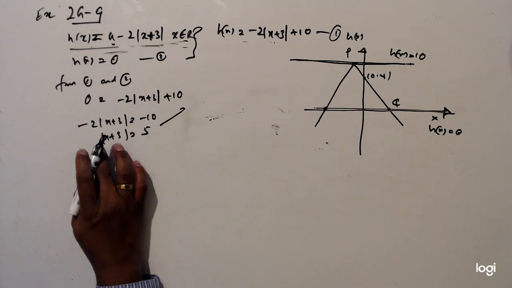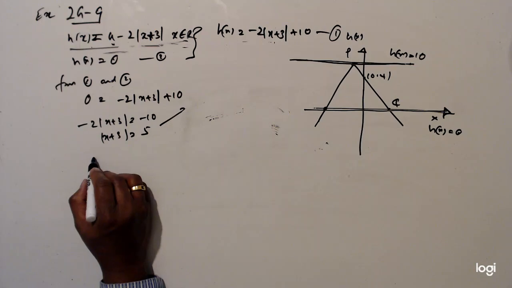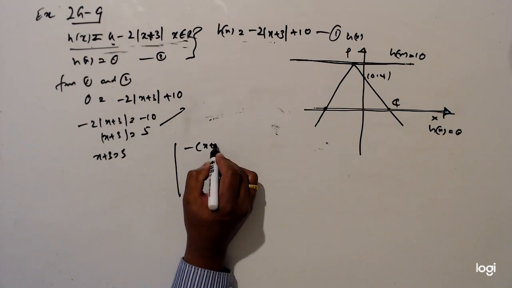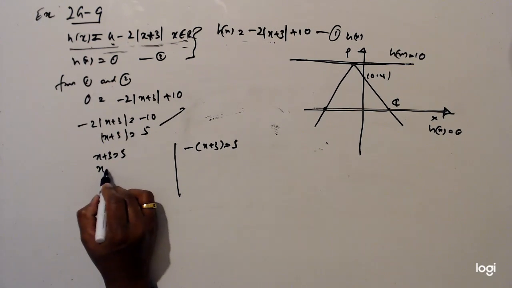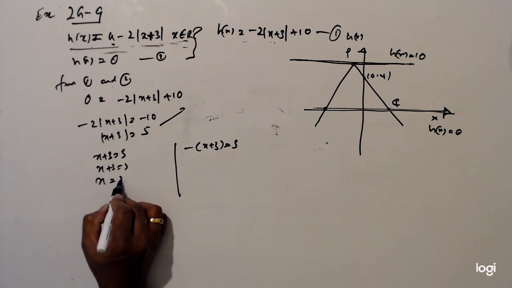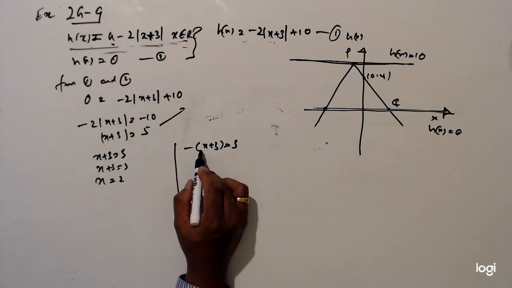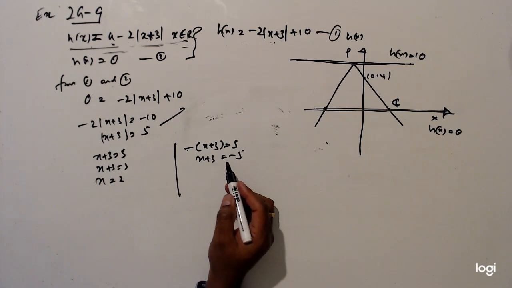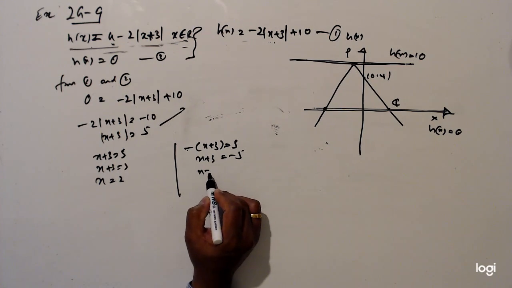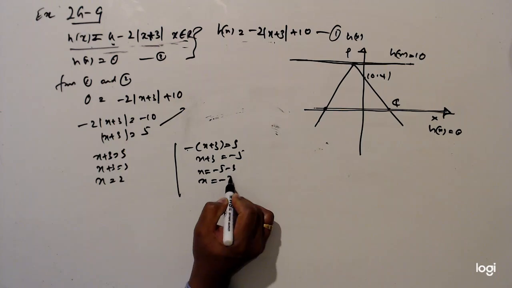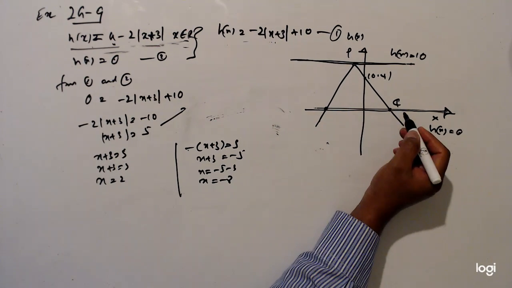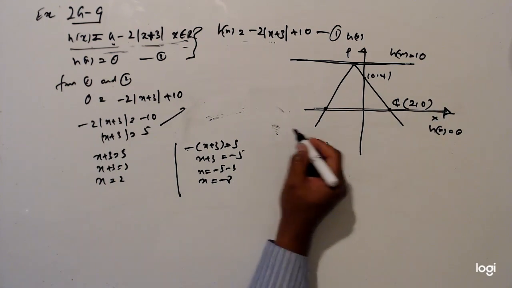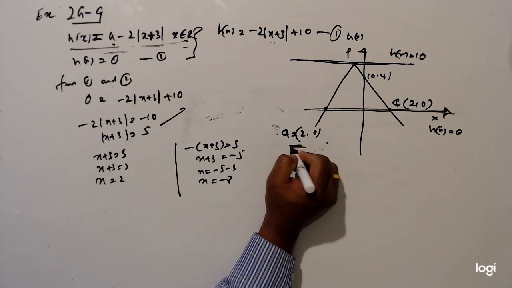So now there are two options. As usual, one is x plus 3 equals 5, positive. The other one is negative. x plus 3 is 5, so x equals 2. And for the other, I'll multiply by minus on both sides. Then x plus 3 equals minus 5, so x equals minus 5 minus 3, x equals minus 8. So then this point should be positive 1, so 2, 0. So the Q value is (2, 0).